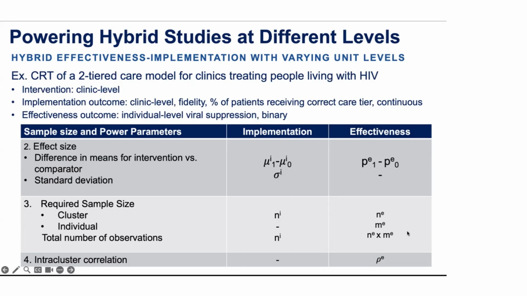And then for our effectiveness outcomes, where we're looking at viral suppression at the patient level, we have to think about how many patients are there per clinic and the total number of observations being the number of individuals across all of the clinics. And then the notion of intra-cluster correlation would only be relevant to the effectiveness outcome. So we would have to reconcile the number of clinics that are in the study with the number of observations that we expect per clinic to have adequately powered effectiveness and implementation objectives.